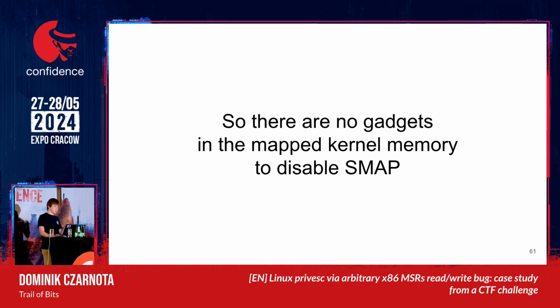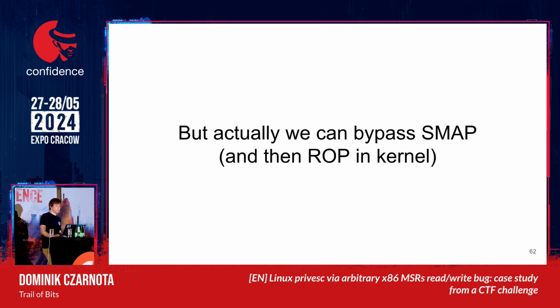The problem, as I said before, is that there is the CR4 register that can be modified by the kernel, but gadgets, those small parts of assembly code that would do that for us, are not really mapped in kernel memory, so we cannot really use them. But the thing is that we can still bypass SMAP and then use ROP.